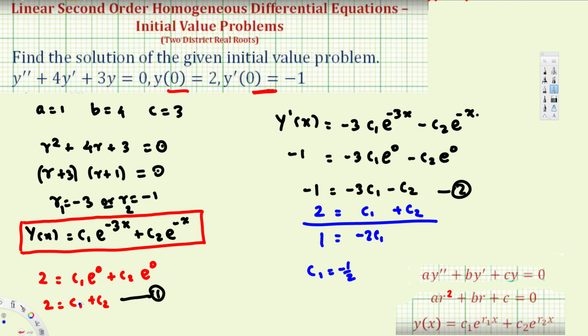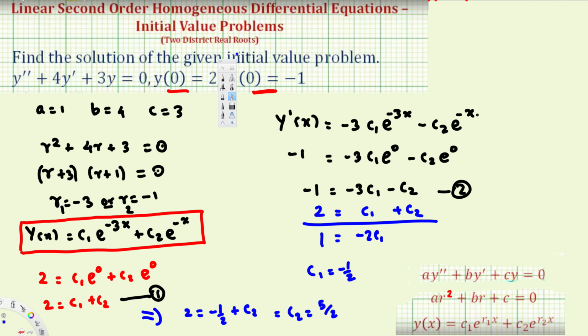To find c2, we can plug this c1 into the first equation and solve for c2. So 2 is equal to negative half plus c2, therefore c2 is going to be positive half moved to the other side. So 2 plus half is 2.5, which is the same as 5 over 2. Now we have c1 and c2, so we can write our particular solution.